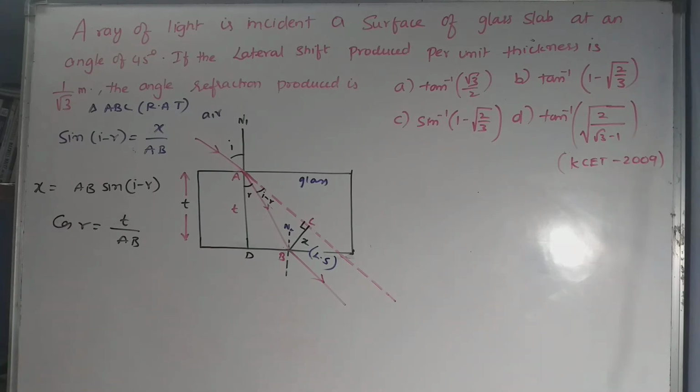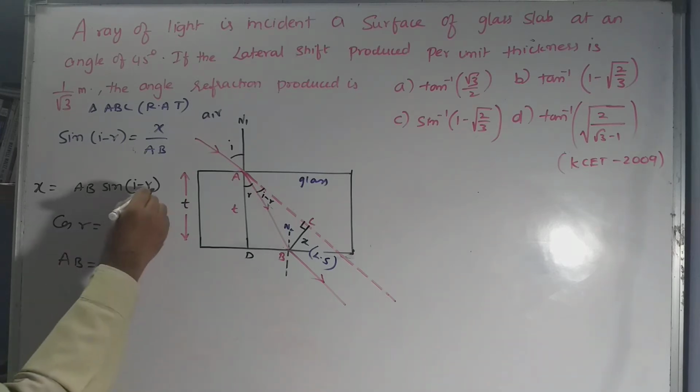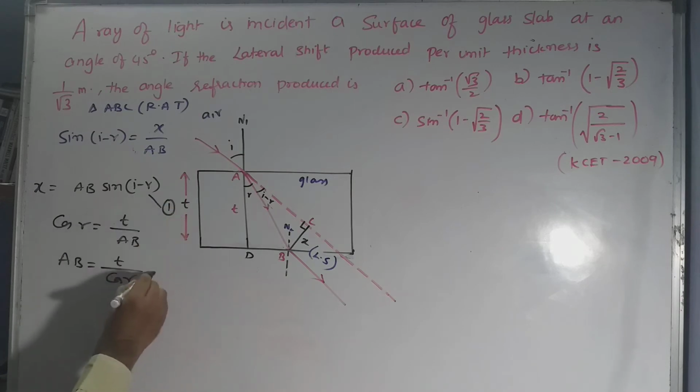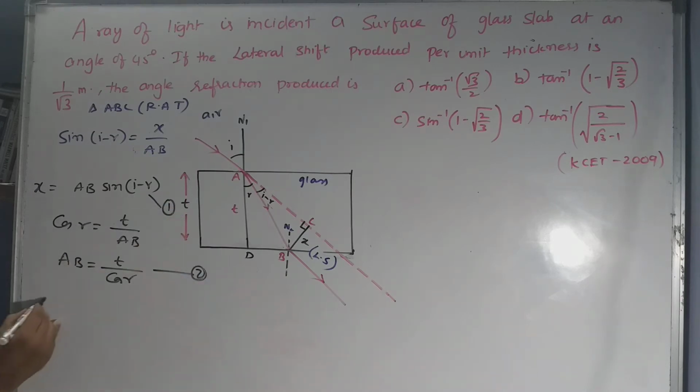Then if you consider this as a second identity, this is the second equation I am going to get here. So AB is going to be T by cos r. This, if you imagine, is equation number 1, and this is going to be equation number 2. So substituting 2 in 1, what are you going to get?